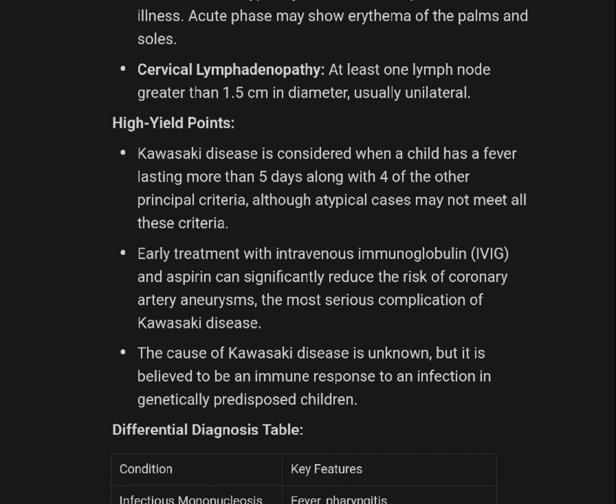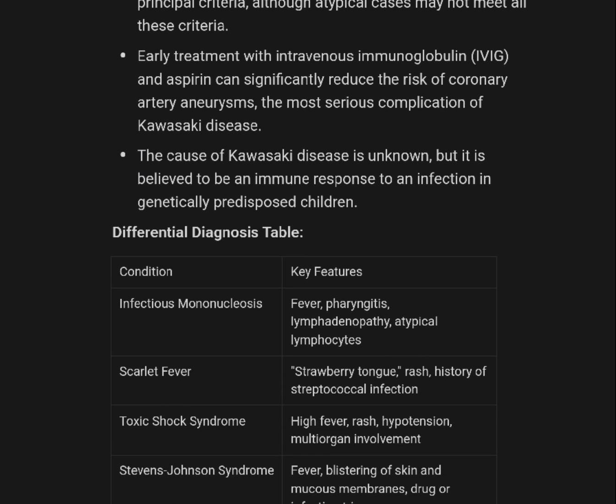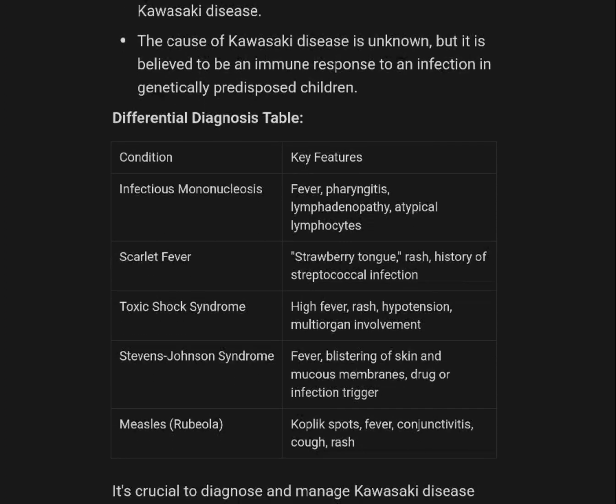Only treatment with intravenous immunoglobulin, IVIG, and aspirin can significantly reduce the risk of coronary artery aneurysm, the most serious complication of Kawasaki disease. The cause of Kawasaki disease is unknown, but it is believed to be an immune response to an infection in genetically predisposed children.